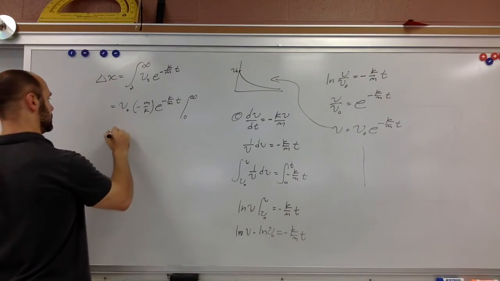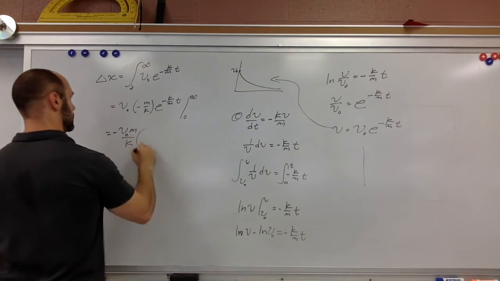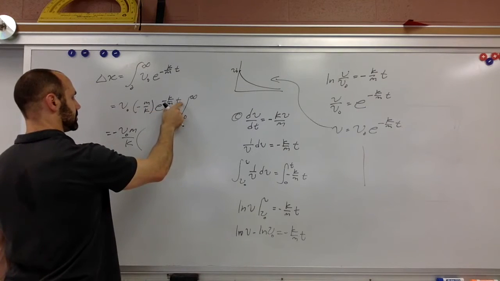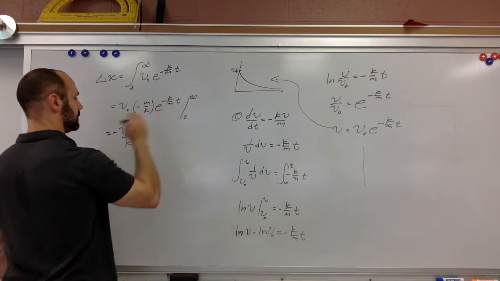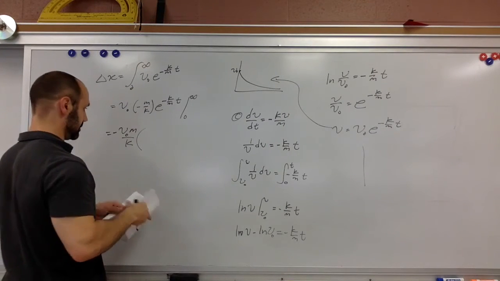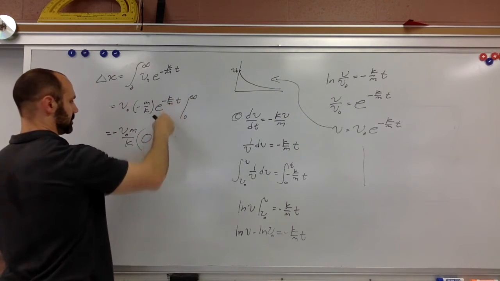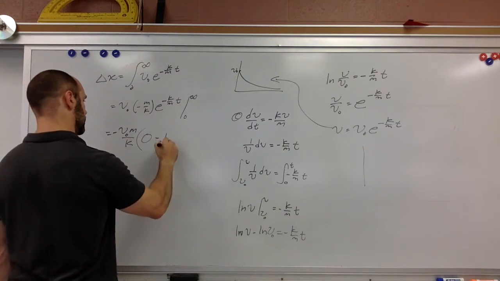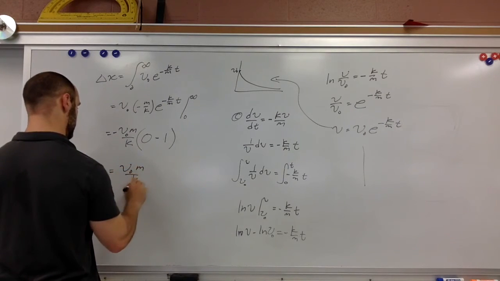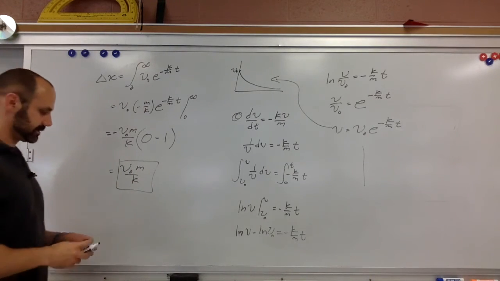So let me pull this out: negative v naught m over k. And now if I plug infinity into this, this whole thing goes to e to the negative infinity, which is just 0, because it's getting smaller and smaller. If I plug 0 into that, I get 1. So I get negative 1, so it's just v naught m over k. That's the total distance that it travels.